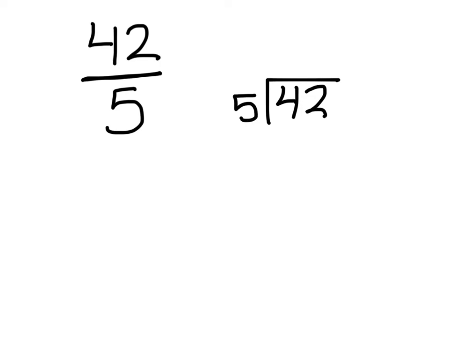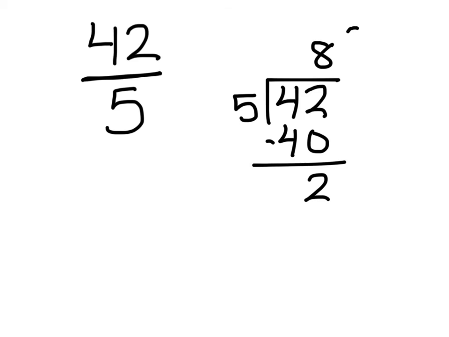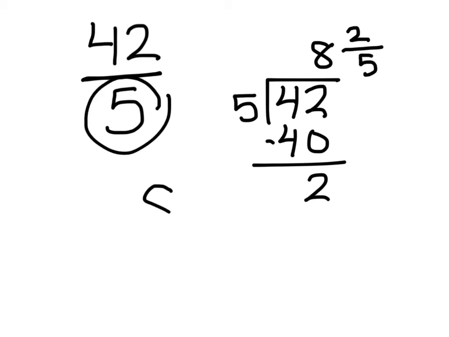I want to know how many times 5 can fit into 42. Well, I know that 5 times 8 is 40. So I'll subtract, and I have 2 left over. Now instead of writing remainder 2, I'm going to write my answer as a fraction. I had 2 pieces left over out of the original denominator of 5. My final answer is 8 and 2 fifths.